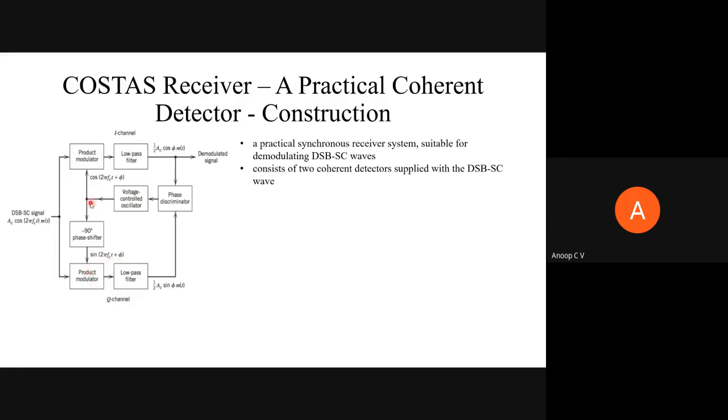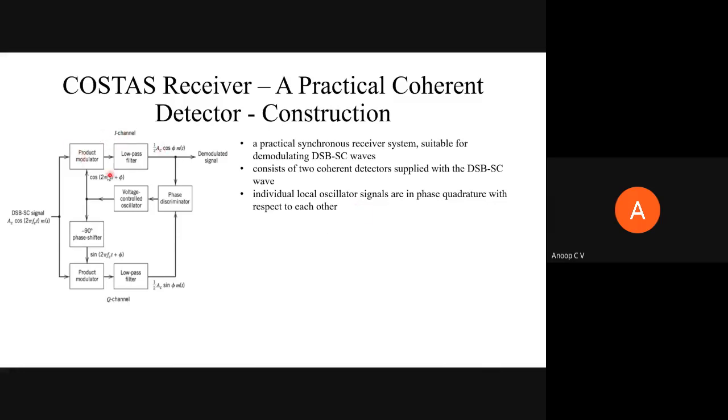The signal fed to the I channel coherent detector is cos(2 pi fc t + phi), and what is fed to the Q channel is shifted in phase by minus 90 degrees, so it will be sin(2 pi fc t + phi). Another thing to keep in mind: the individual local oscillator signals are in phase quadrature with respect to each other. What do we mean by phase quadrature? They are 90 degrees out of phase, for example cos and sin. That part is clear, I think.